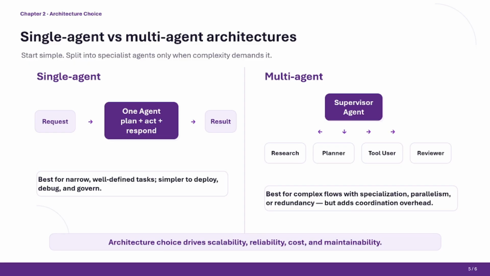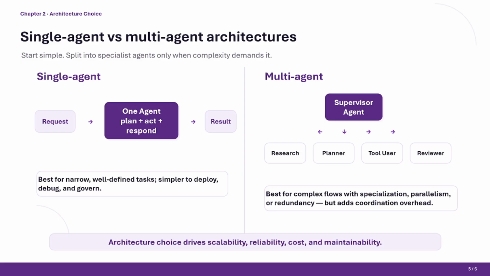So these are routes. In a multi-agent system, you have the supervisor agent, which is just like a coordinator agent that will coordinate all other agents. Then under this, you have the research agent, the planner agent, the tool user agent, and the reviewer agent. This is best for complex flow with specialization, parallelism and/or redundancy, but adds coordination overhead.